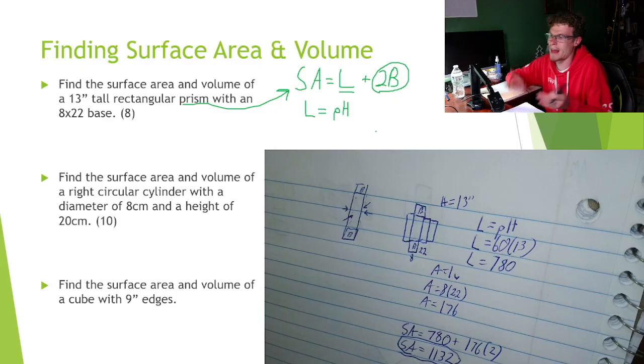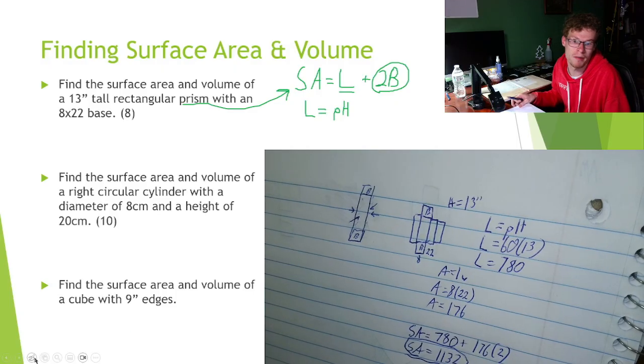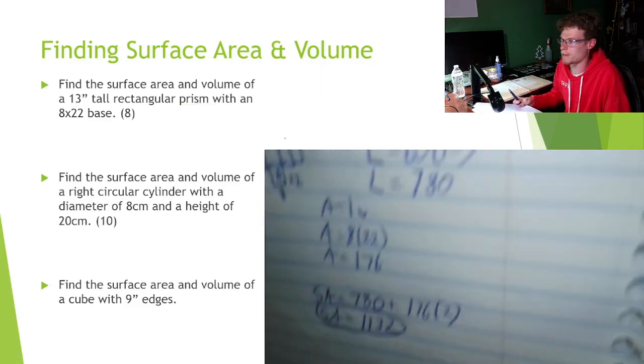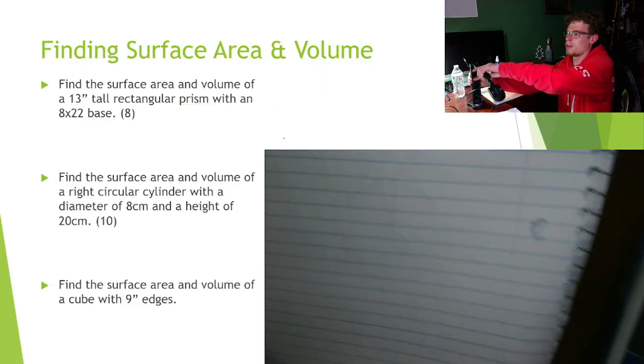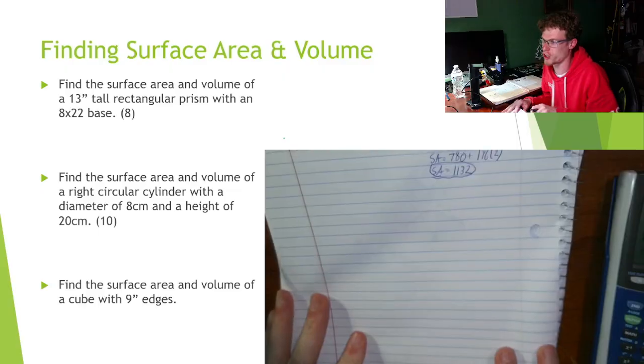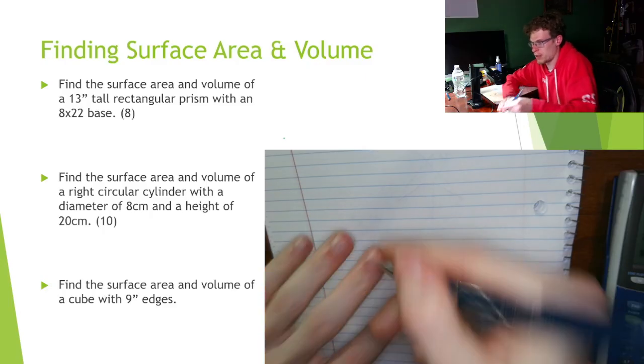Okay? And the same rule pretty much applies to the circular cylinder. Okay? It's not really too much different. I'm gonna erase my ink real quick. Okay? So, what we have here, I'm gonna blow this up just a little bit. Okay? We have a right circular cylinder for number 10. Okay? And has a diameter of 8 centimeters and a height of 20 centimeters. Well, let's draw that real quick.